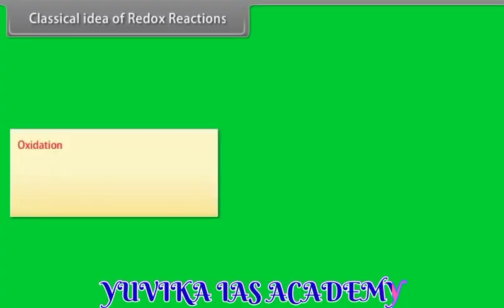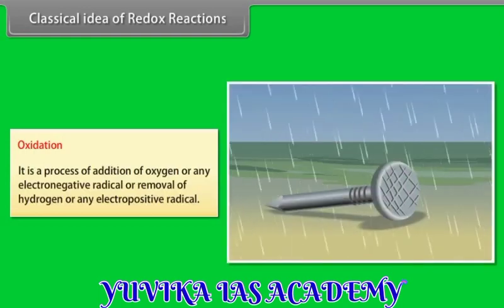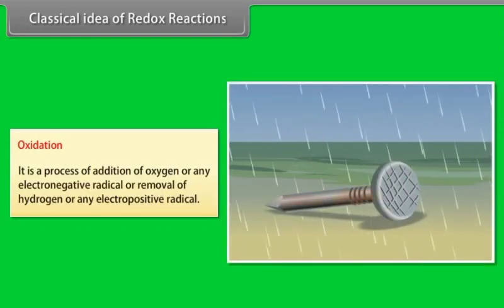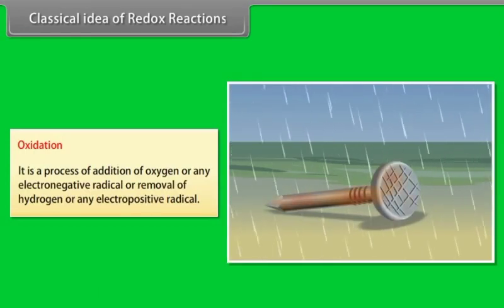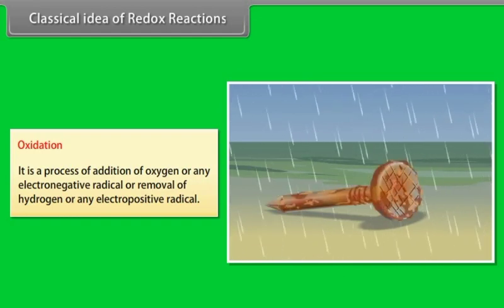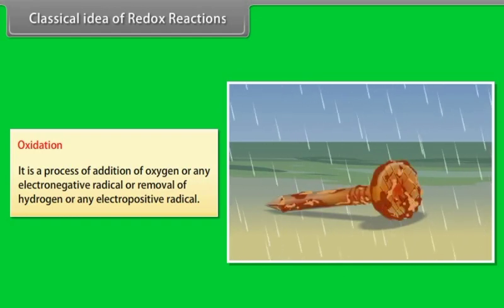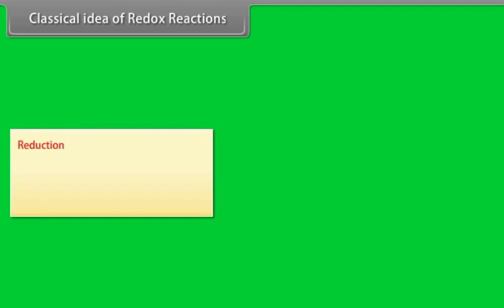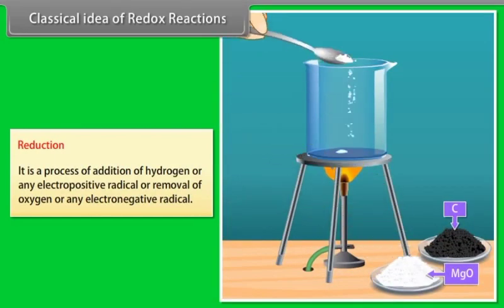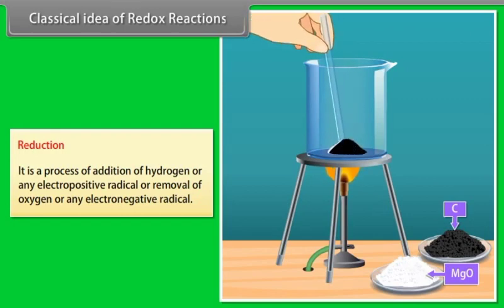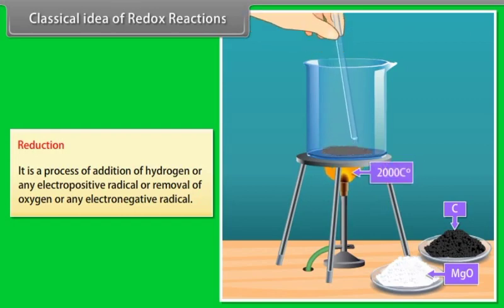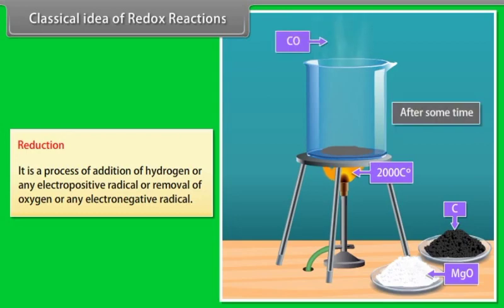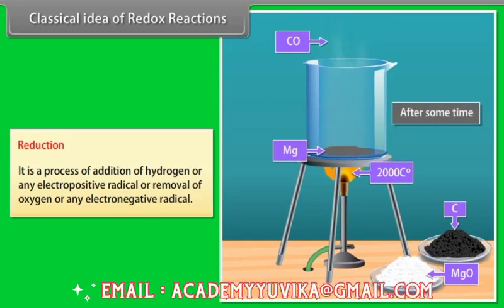Classical idea of redox reactions. Oxidation is a process of addition of oxygen or any electronegative radical or removal of hydrogen or any electropositive radical. Reduction is a process of addition of hydrogen or any electropositive radical or removal of oxygen or any electronegative radical.